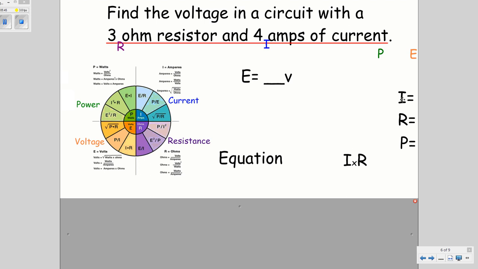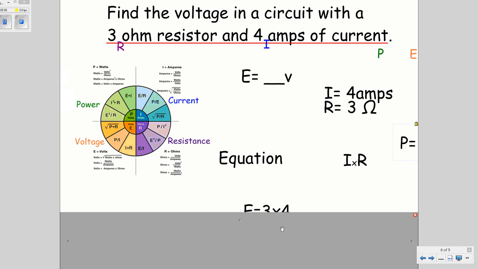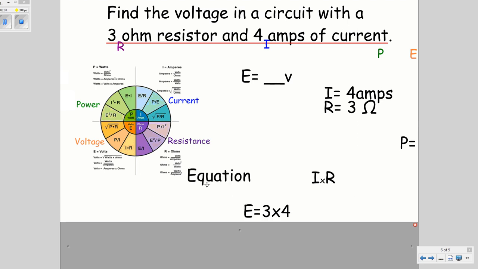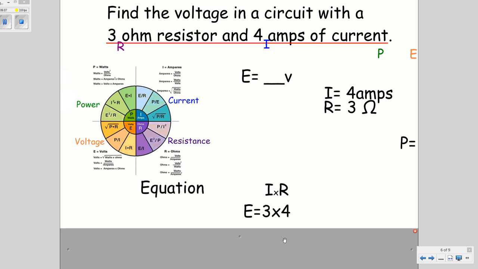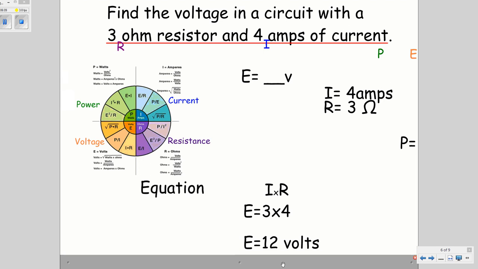So I write down what my I is. I already know, I labeled it. You don't have to do this, you could just label it off the problem. I write down what my R is, and P, I don't need it. Not going to be used at all. Once you have that information, then you're just going to plug it in. So I'm going to put this over here. I do 3 times 4. I end up with 12 volts.